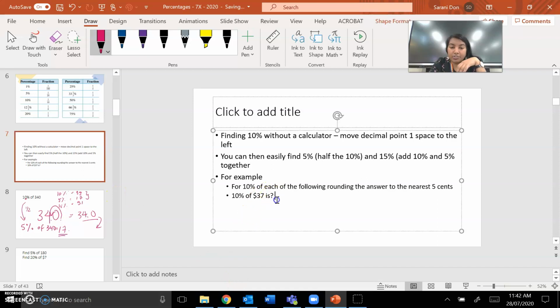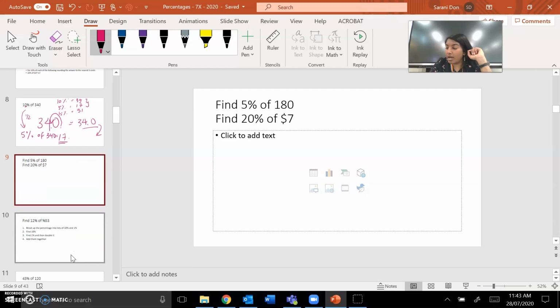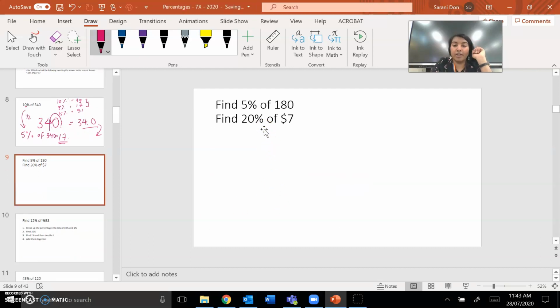So what I want you guys to try, we'll leave these questions. I want you to try these yourself. For 10% of each of the following, so find 10% of 37, I want you to try it. That will literally take you 10 seconds to do. Okay, have a look at these questions here. It says find 5% of 180, find 20% of $7.